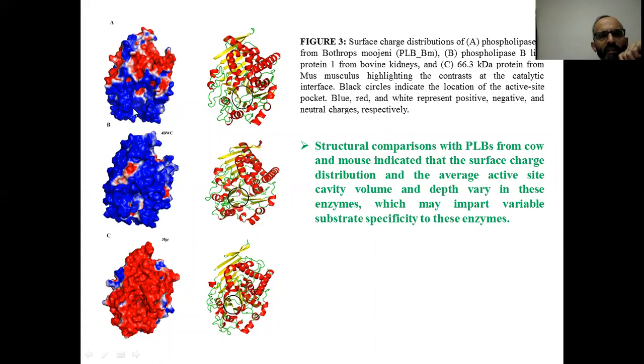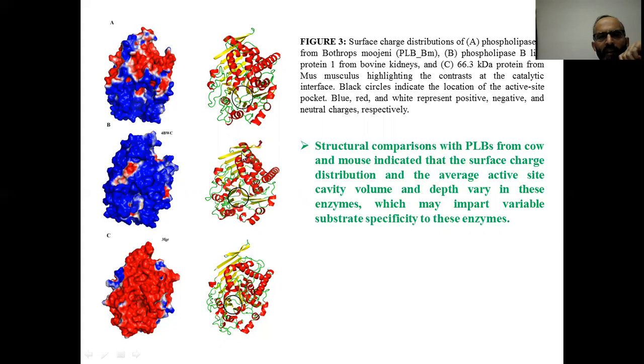For example, in the case of snake venom phospholipase B, the active site is negatively charged and it is positively charged around the active site. And here for the cow phospholipase B, you can see that the active site is positively charged and around it is also positively charged. For the mouse phospholipase B, it is highly negatively charged both inside and around the active site. So this may impart variable substrate specificity to these enzymes.